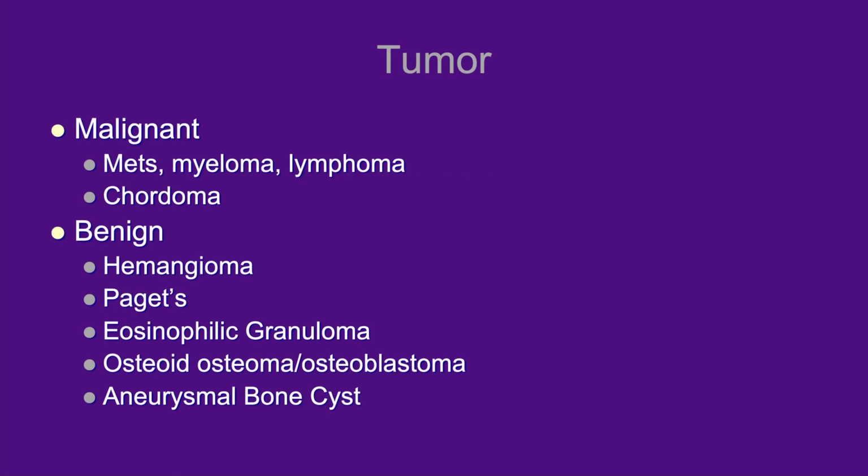Let's move on now to the category of tumor. Within the spine, we can break it down into malignant and benign. In the malignant category, mets, myeloma, and lymphoma being more common, and chordoma being an uncommon malignant tumor. In the benign category, the vast majority of lesions being hemangiomas, but there are other things like Paget's, eosinophilic granuloma, osteoid osteoma, osteoblastoma, and aneurysmal bone cysts.